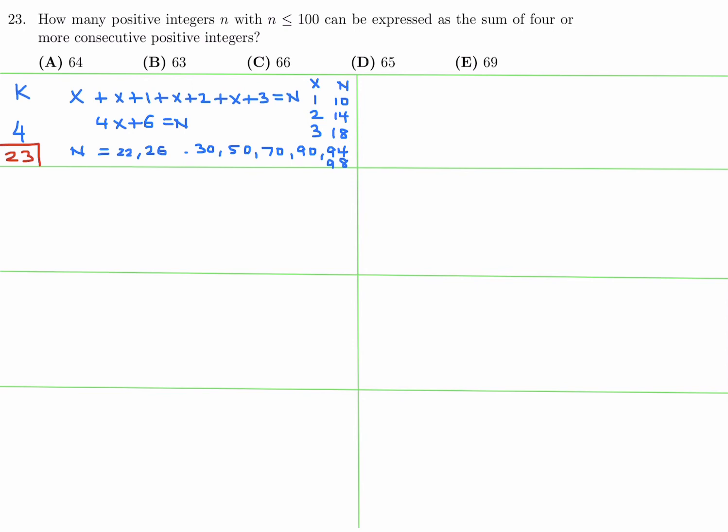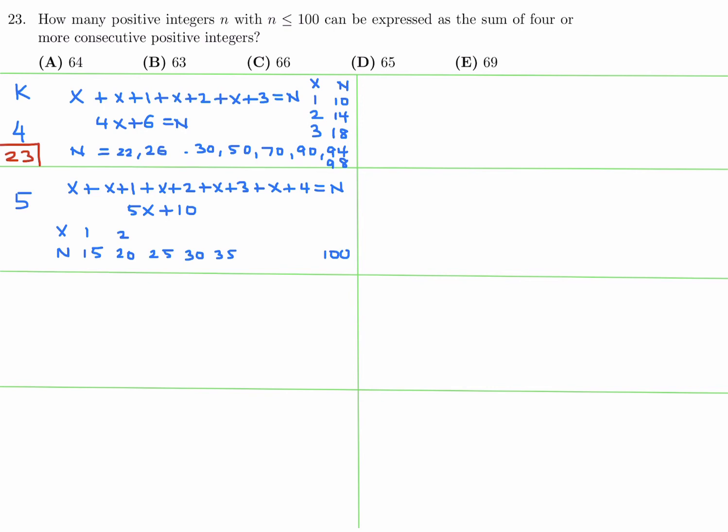All right, so next is when we have 5 consecutive. When you have 5 consecutive, it'll be x plus 1 plus x plus 2 plus x plus 3 plus x plus 4 is, of course, equal to n. And that, when you add it up, is 5x plus 10. So in the same way, x and n, when x is 1, you get 15. When x is 2, you get 20. And so on, right? So it would be 25 and 30 and 35, all the way up until 100, actually.